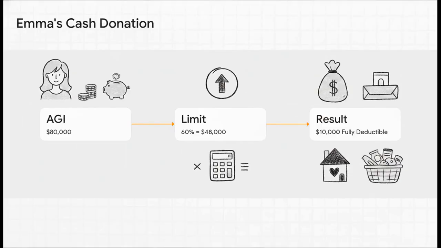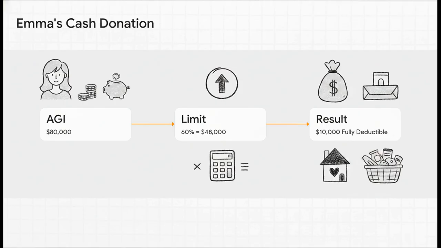Let's step through exactly how this looks with a real calculation. Meet Emma. She's single, and her adjusted gross income for the year is $80,000. During 2025, she decides to be very generous and donates $10,000 in cash to her local food bank. First, we need to calculate her specific AGI limit. We take her $80,000 AGI and multiply it by that 60% limit. That equals $48,000. So $48,000 is Emma's absolute maximum allowed deduction for cash contributions.